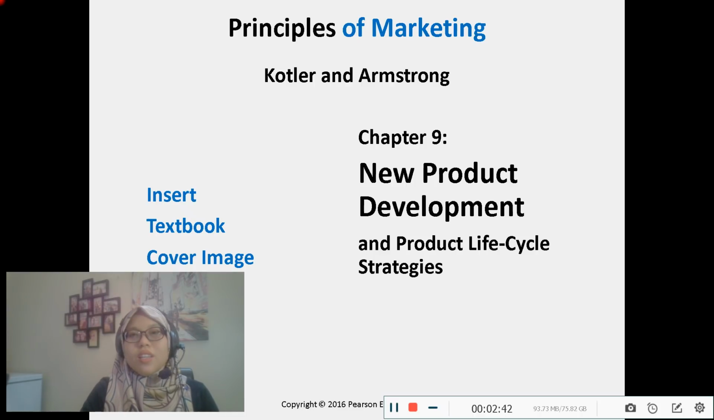Three, four stages in product life cycle. Dan yang paling penting sekali ialah, setiap life cycle itu ada marketing strategies yang tersendiri.